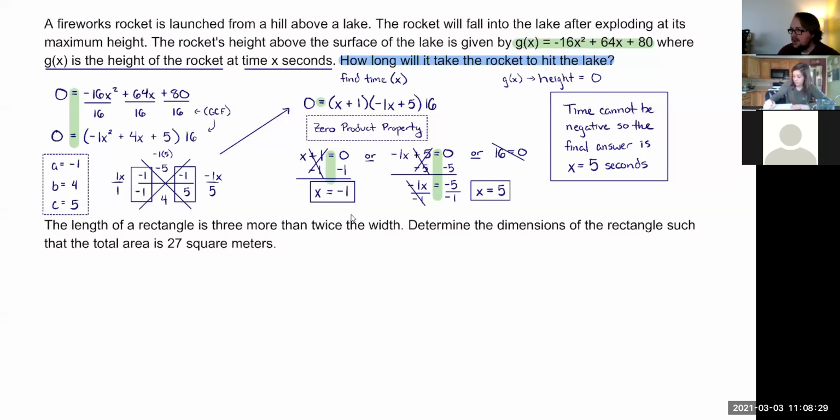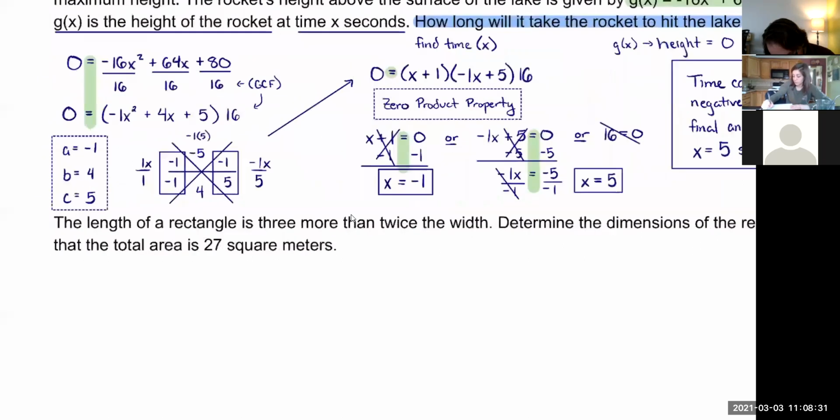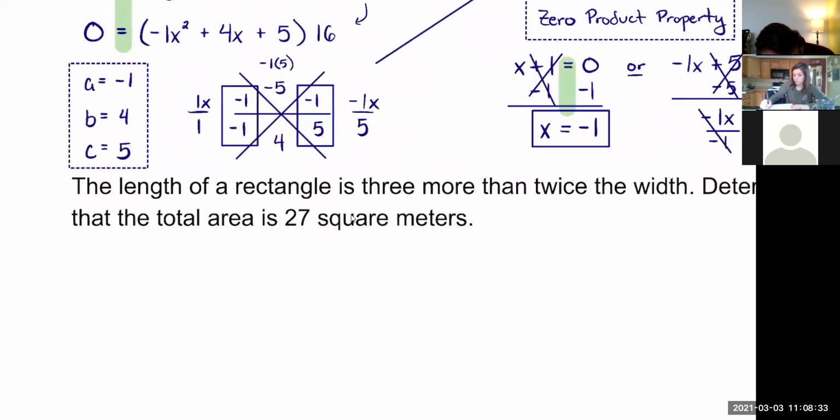So let's dig out that information. First off, the first statement it gives us is that the length of a rectangle is 3 more than twice the width. We're going to need that. We're also told that the total area is 27 square meters. That is factual knowledge we were given.